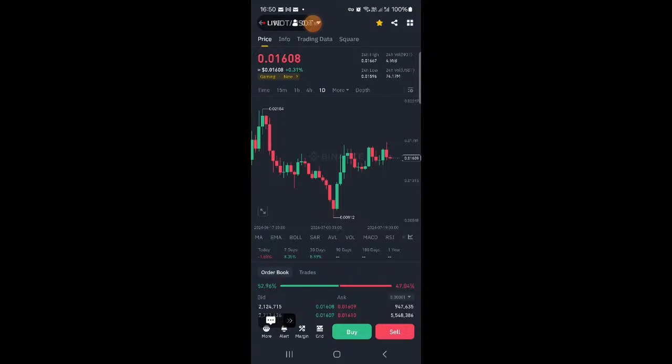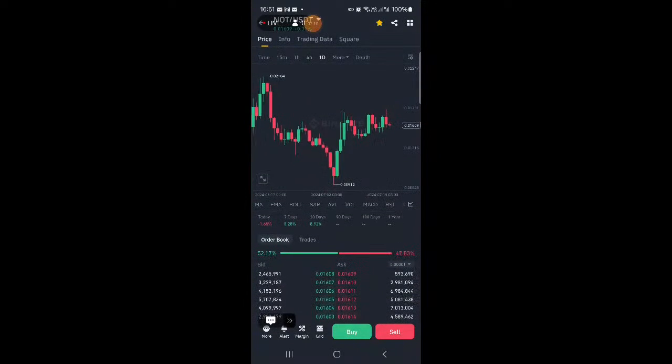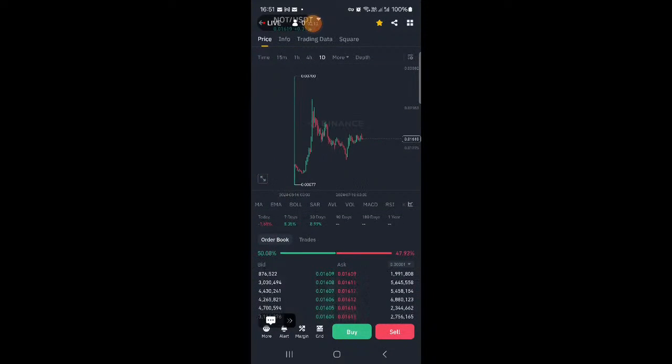The previous day was a red candle, and today also it's a red candle. Yesterday had a very long wick, showing a rejection from the top. So I will now add my indicators.